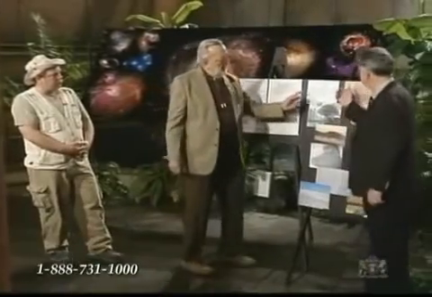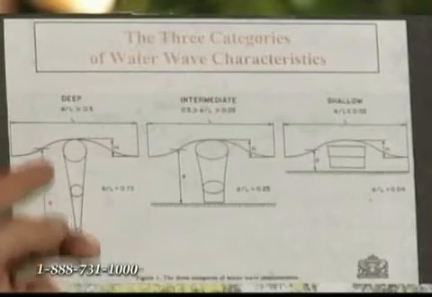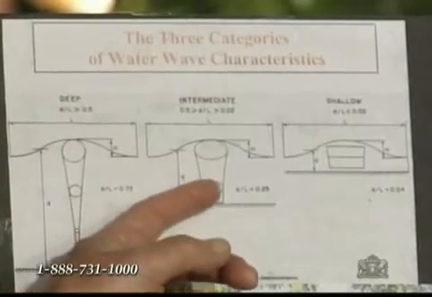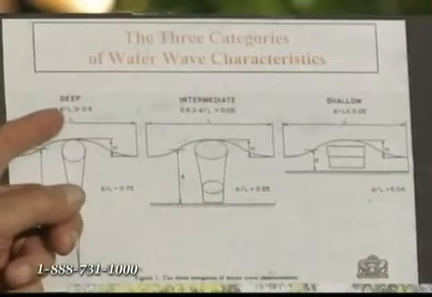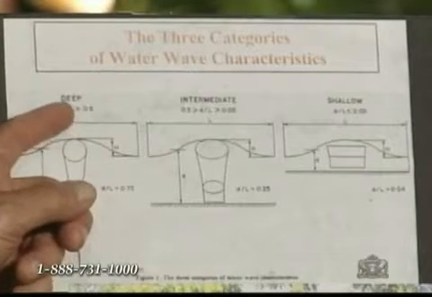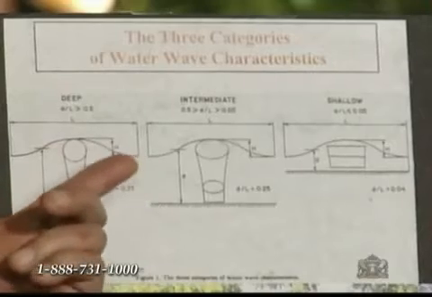We need that wave to produce a motion in the sediments that are involved, because we want to lay down these layers. Now, if I go over to the next slide here, it's titled 3 Categories of Water Wave Characteristics. And I show a deep water wave situation, an intermediate, and a shallow water wave. So there's 3 different categories that are based on the depth to length ratio. Depth of the water, wavelength of the wave.